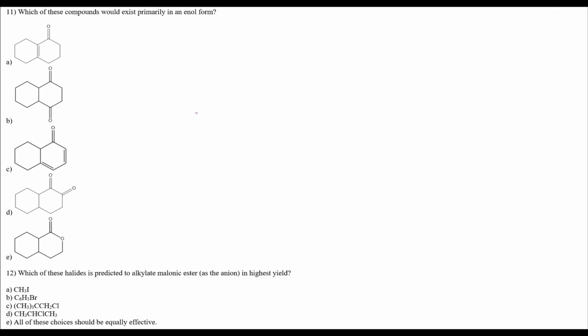Number 11, I really like. It's kind of fun to think about because it incorporates chapter 15 information into this question. Which of these compounds would exist primarily in an enol form? You're probably saying it's probably E or something. No, it's not. Why is that? First of all, look at answer choice C. We notice that this is almost a benzene ring.